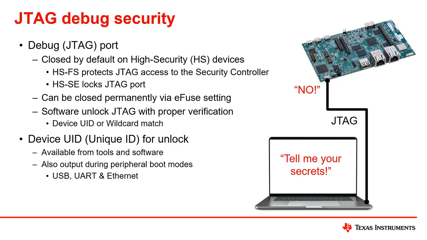JTAG debug security is our last security enabler. This is simply being able to turn off the debug port or protect it so that not anyone can just get access to it. If you're familiar with JTAG, you know that JTAG is a very powerful way to get into a system, particularly during development, and see what's going on in that system, all the way from peeking and poking memory to seeing what process is running, and so on and so forth.